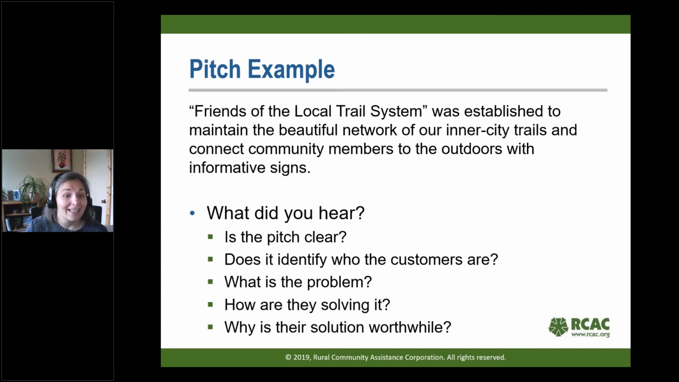So, is the pitch clear? Yes, they state who they are and what they do. Does it identify who the customers are? Yes, in this case, their customers are the community members. What is the problem? From this pitch, it's unclear what the problem is. How are they solving it?